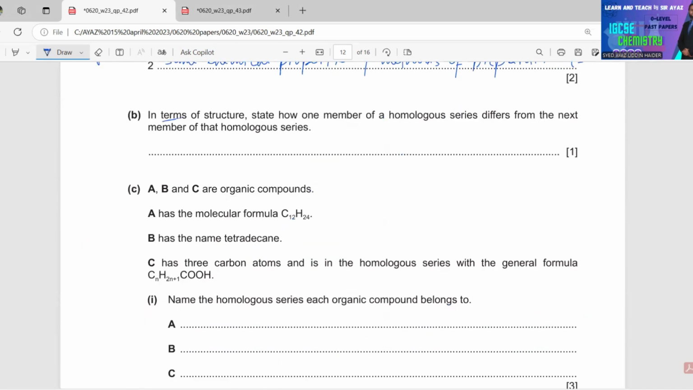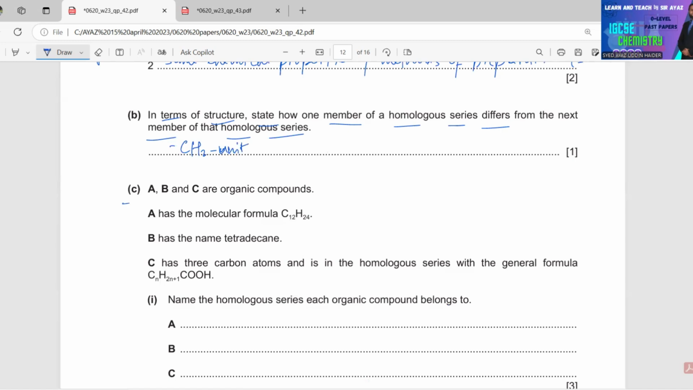Part B, in terms of structure, state how one member of a homologous series differs from the next member of that homologous series. It's CH2 unit. They all differ by CH2 unit, each member. In fact, each member differs by CH2 unit.